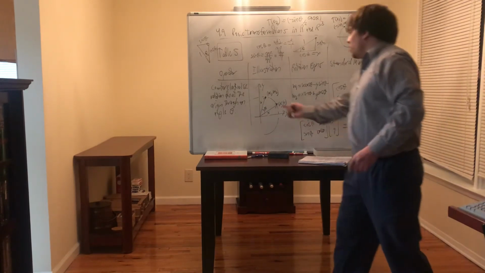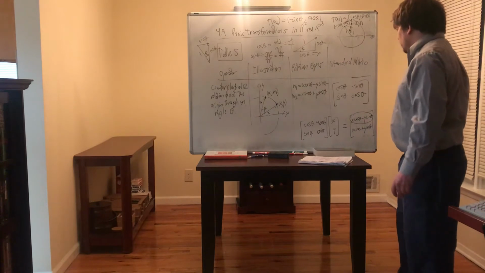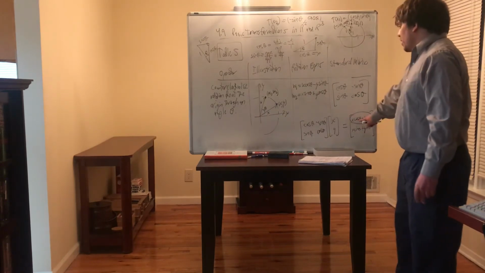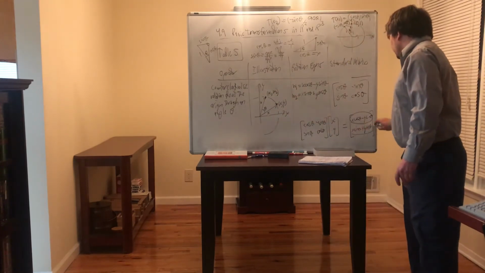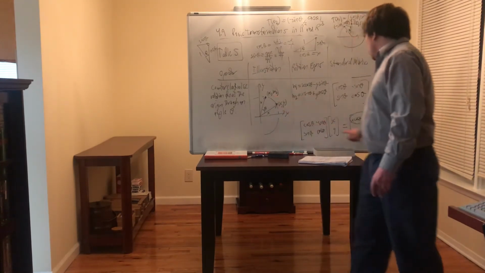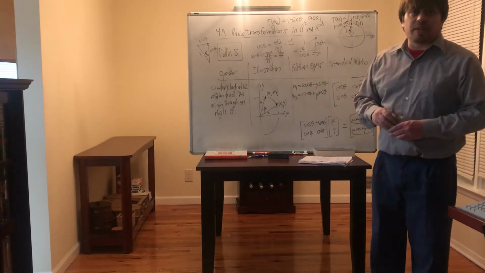Well, what is W1 and W2? W1 is the first component of the resulting vector. So W1 is x cosine theta minus y sine theta. W2 is the second component of the resulting vector. So that means that W2 is equal to x sine theta plus y cosine theta. Those are the two rotation equations right there in the table.